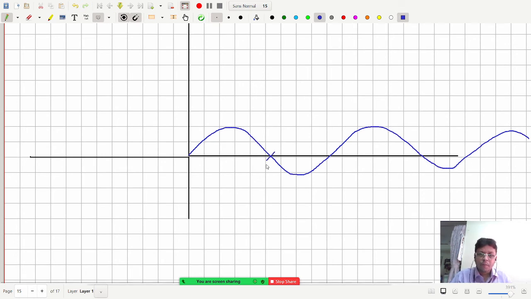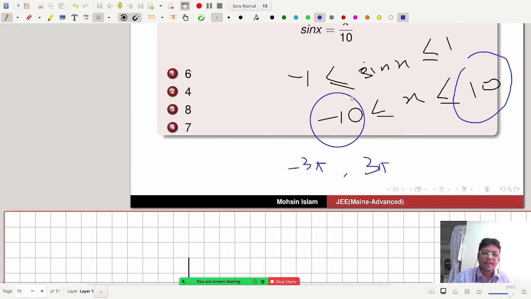Okay, this is your pi, 2 pi and 3 pi. Okay, this side you have minus pi, minus 2 pi, and you have a minus 3 pi here also. Okay, that's it. And you have divided x.